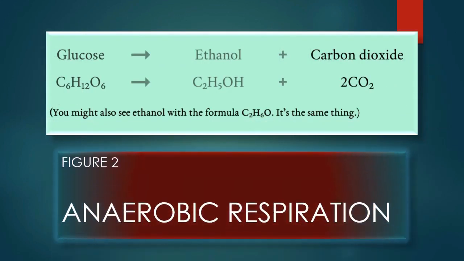This figure shows the equation of anaerobic respiration. Here, the glucose, due to the lack of oxygen, or you can say in the absence of oxygen, is getting converted into ethanol plus carbon dioxide. C2H5OH is the chemical formula of ethanol. It can also be written as C2H6O.